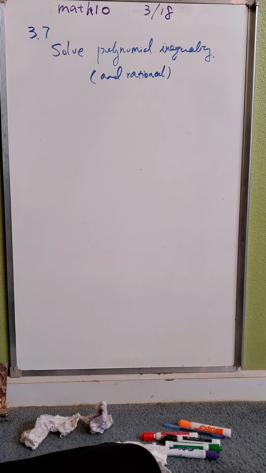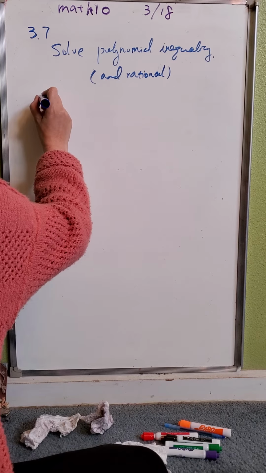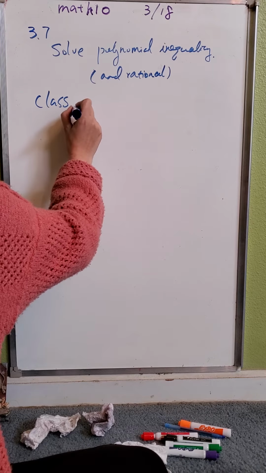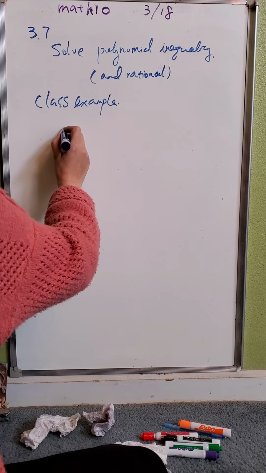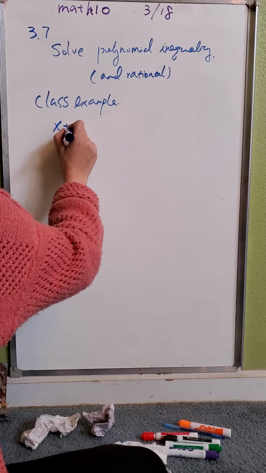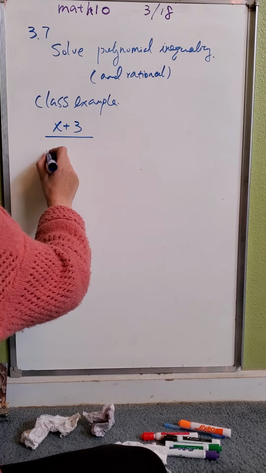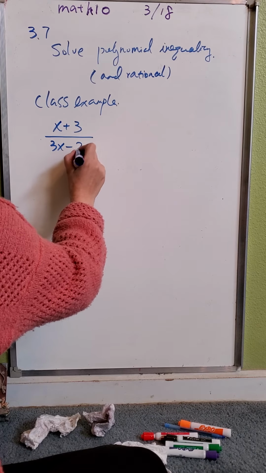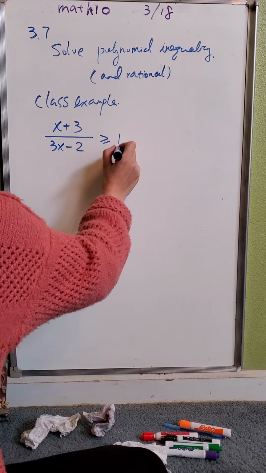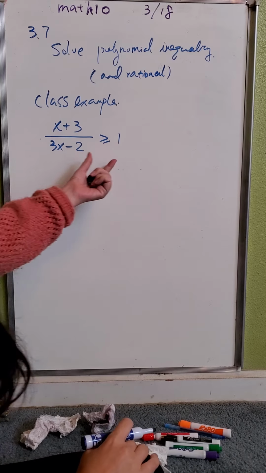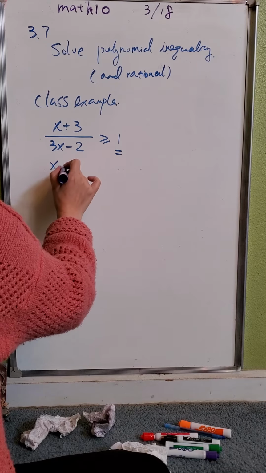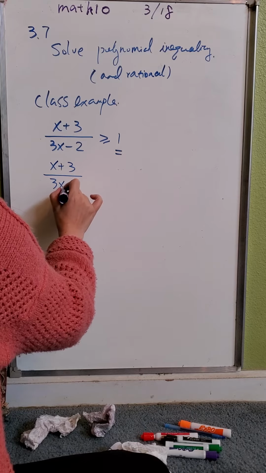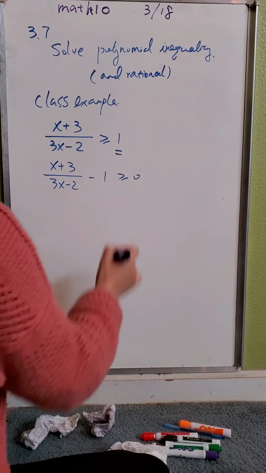And one more problem. This one, I don't find a number in your class example. I just made one up myself. So if I have x plus 3 over 3x minus 2 greater than or equal to 1. And if you have something like that, not 0 here, then what will happen? Okay, then you need to subtract 1 on both sides first. Make it to be 0.